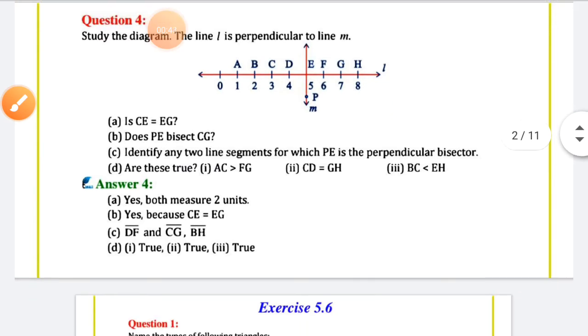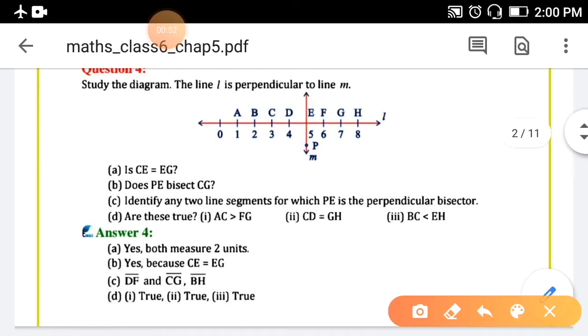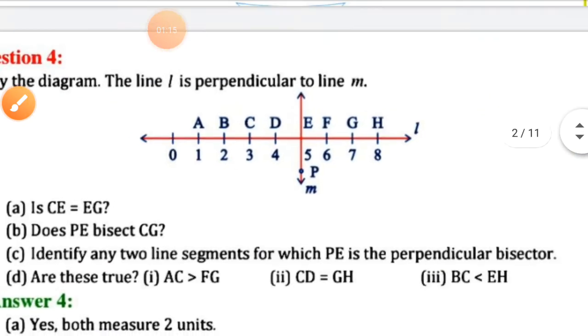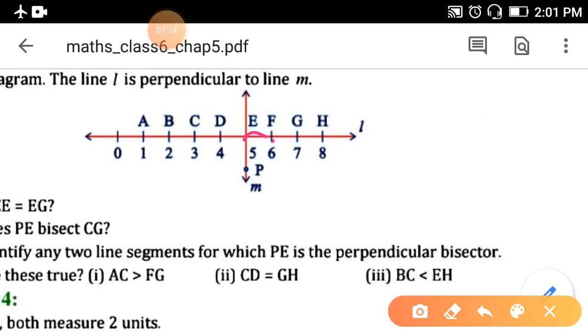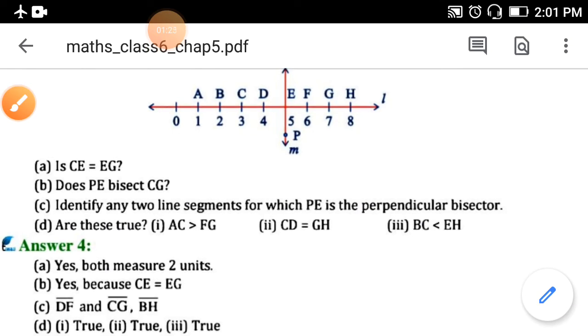First one, A: is CE equal to EG? Now where is CE, and EG? C to D is 1 unit and D to E is the second unit. In CE there are 2 units, and in EG, E to F and F to G, there are also 2 units. So both are the same.